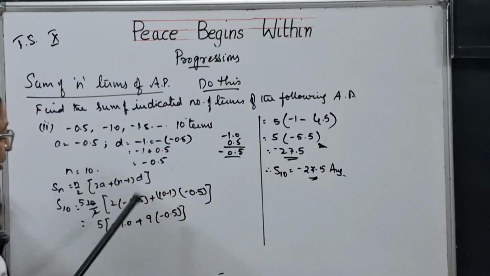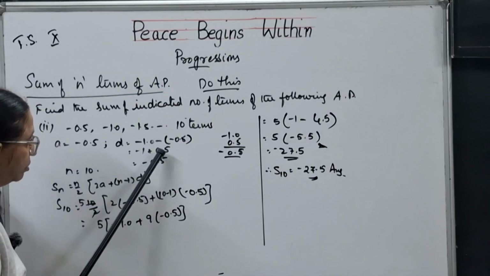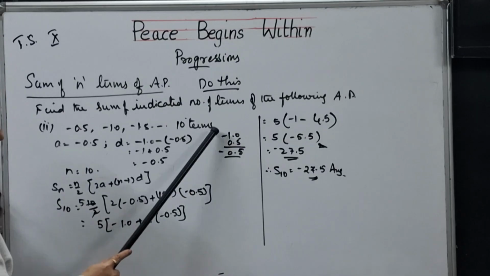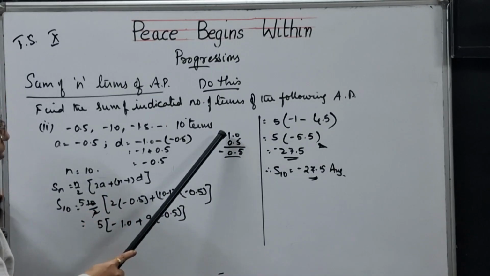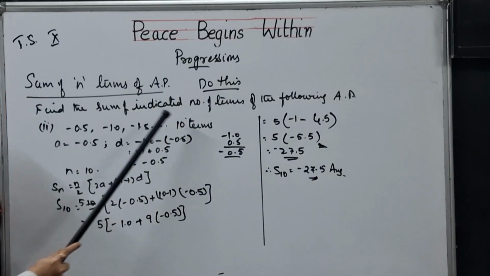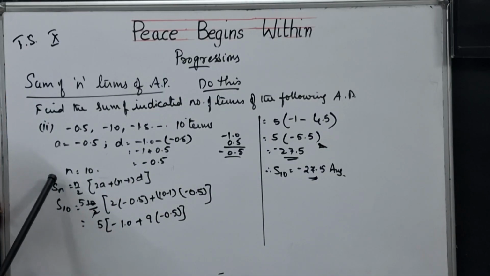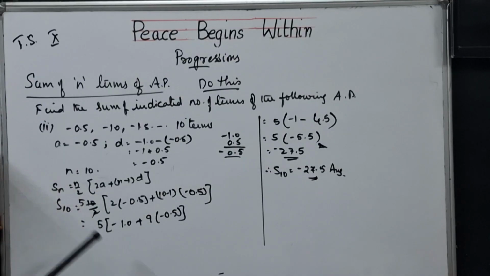You have to keep a bracket here. That means minus 1, minus into minus, plus 0.5. So from 1, if you subtract 0.5, you are getting 0.5. But 1 is having minus, so minus 0.5 is D. N, 10 terms, they said N is 10. So the formula is Sn is equal to n by 2 into 2A plus n minus 1 into D.